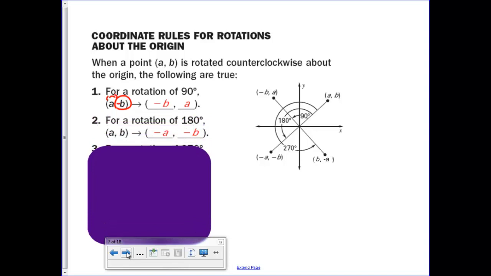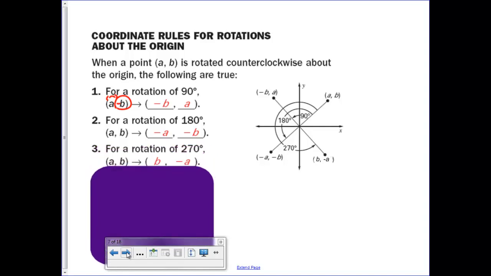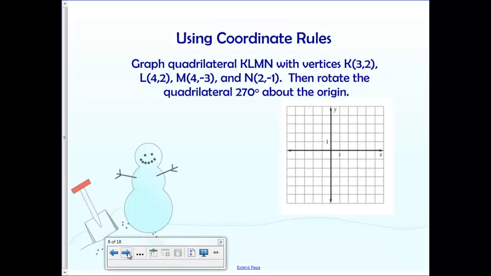We also have a 180-degree rotation. The rule for 180 says, take the a, take the b, and change the signs. It's not necessarily always negative, it just means change the sign. So if it was negative 2, it turned into a positive 2. And we have 270 degrees. The rule there is (b, negative a). Why don't we give you 360? If you go 360 degrees, that's a complete circle and you'd be exactly back where you started, right? So we don't say 360 degrees. So those are your rules.